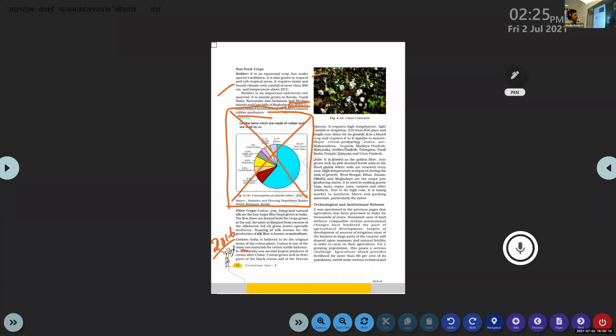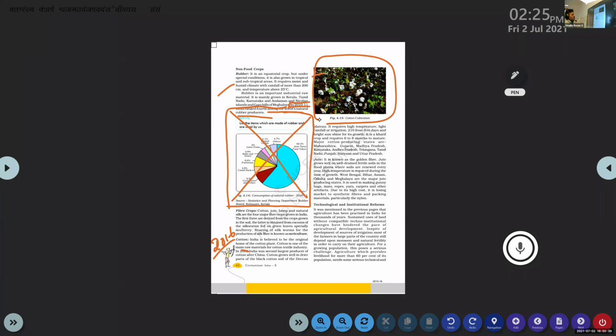Cotton is a kharif crop, and it requires 6 to 8 months to mature. Then only are we able to pluck these cotton bolls. You can see the picture of the cotton bolls here. Clear? Okay, fine.